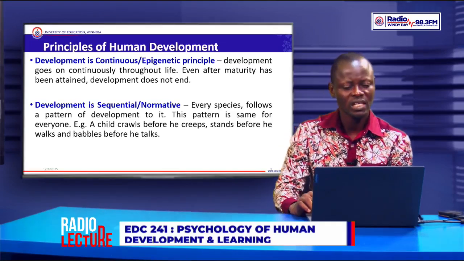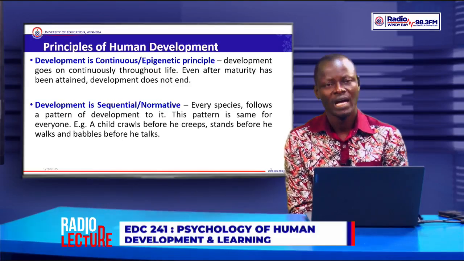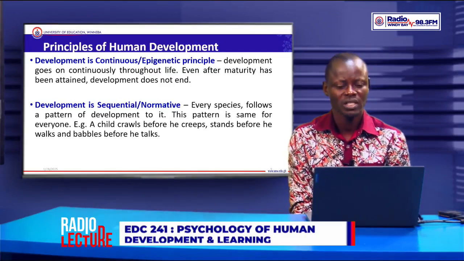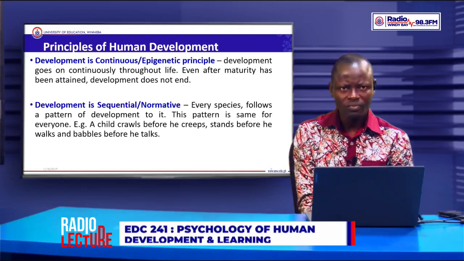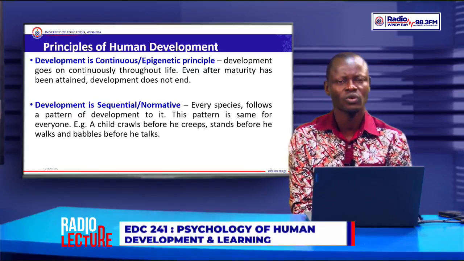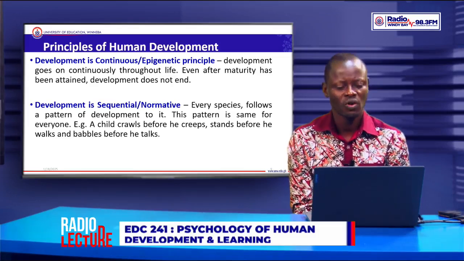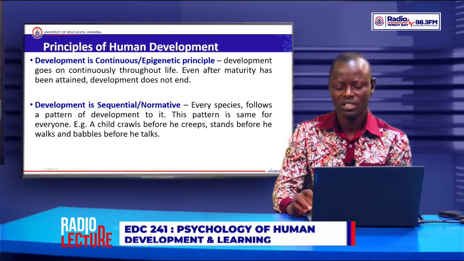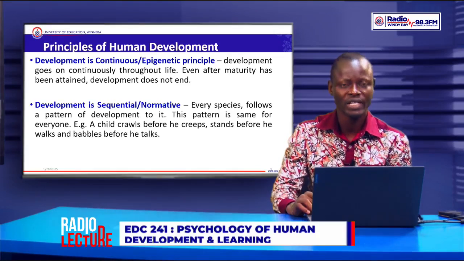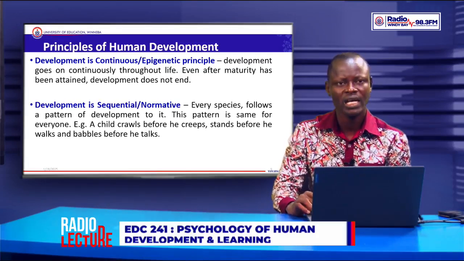So we are saying that development is sequential or normative. That tells us that every species, as humans as we are, we form part of a species, we follow a pattern of development. And this pattern is the same for every individual, which means that before you can do some activities as a human being, you have to first of all begin somewhere. So for instance, a child will have to first of all creep. The child will have to stand before the child walks, and before the child is found talking. So these are things that need to be consistent with every individual. It doesn't matter your genetic makeup and the environment where you find yourself. These are things that are natural and nobody has control over.